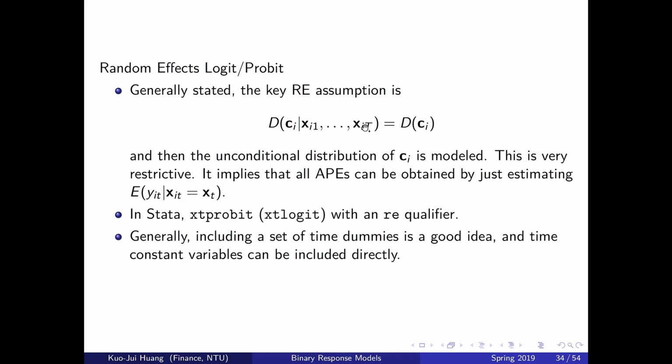But this assumption implies that the covariance between the xit and the Ci is equal to 0. This assumption is very restrictive, because it implies that all APEs can be obtained by just estimating the expected value of yit given xit equal to xt. And in Stata, xtprobit or xtlogit with an RE qualifier can estimate the random effects model. Generally speaking, including a set of time dummies is a good idea, and time-constant variables can be included directly.